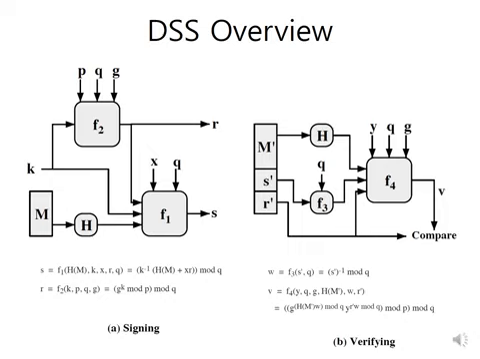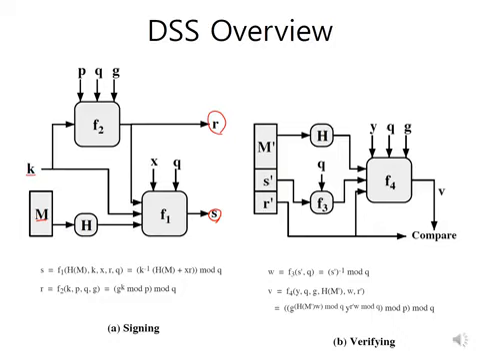This figure shows the DSS overview. So DSS, the standard, makes use of the previous DSA algorithm. Given the message M to sign and some random secret information K, the pair of S and R is generated as the digital signature.